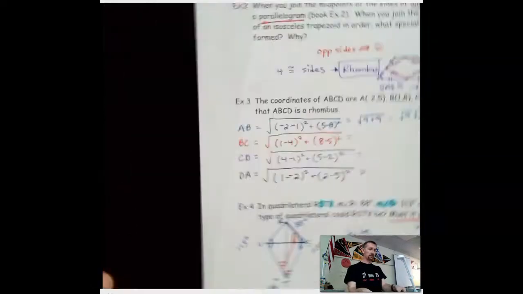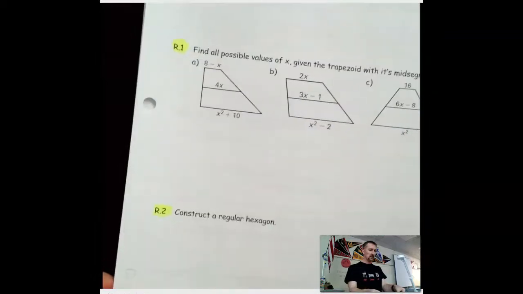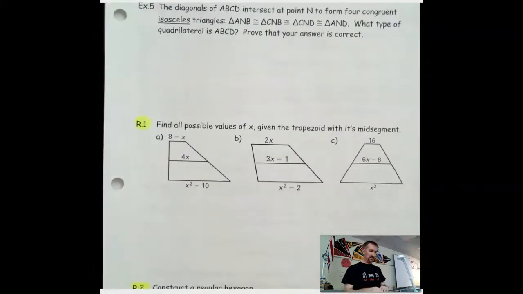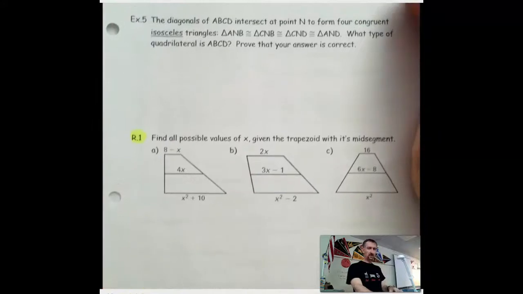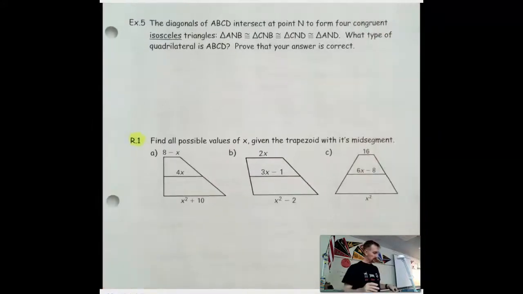All right, so that's a bit awkward. We're almost done here. Then we're going to review a little bit, a couple questions. So let's see what we have to do on this one. The diagonals of ABCD intersect at point N to form four congruent isosceles triangles. So what type of quadrilateral is it? Prove your answer is correct.